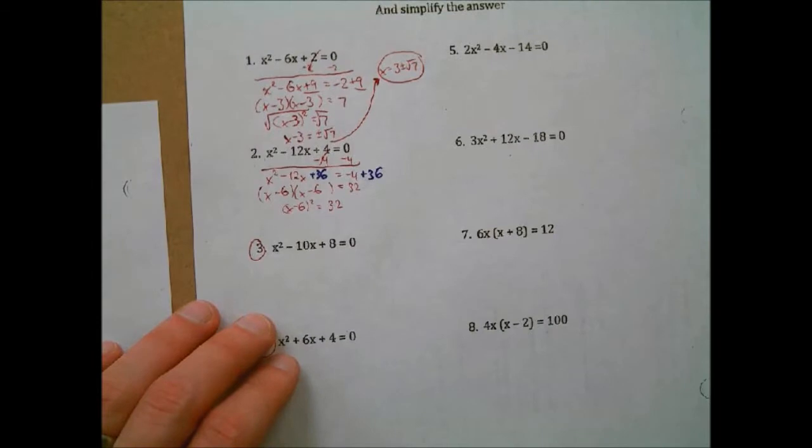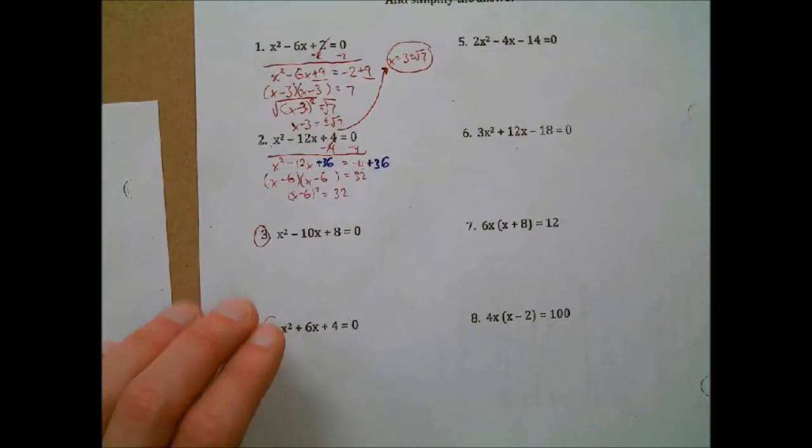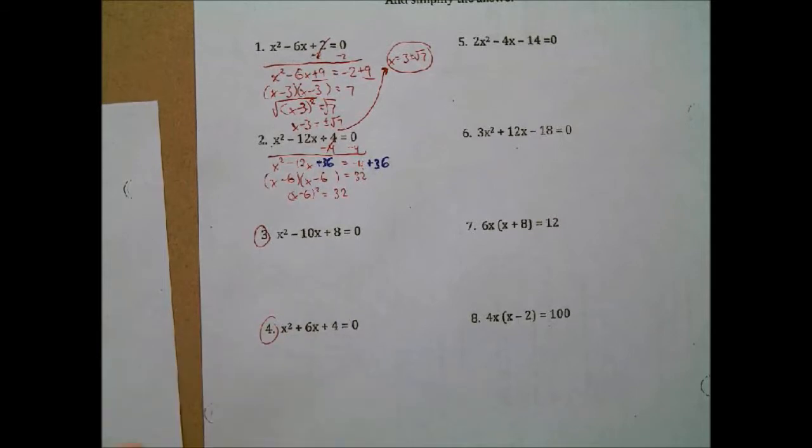Can we finish this one real quick? I'll let you go. Sierra, what will we do for our next step here, by the way? Square root both sides. You got it. Good.